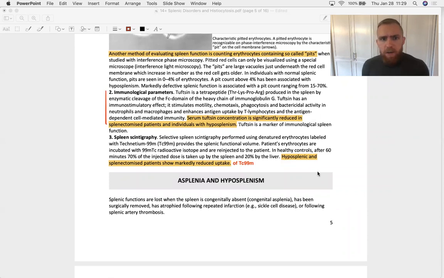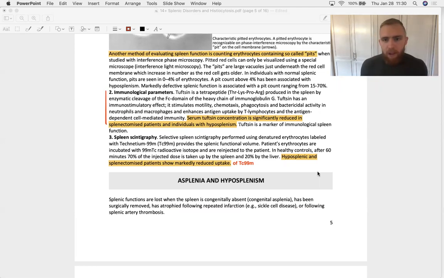So Tuftsin has an immunostimulatory effect. It's chemotactic. It's an opsonin, and it stimulates bactericidal activity in immune cells and enhances antigen uptake. So serum Tuftsin concentration is significantly reduced in splenectomized patients and individuals with hyposplenism. I'm reading this out loud just in case a patient doesn't have a spleen, and one of the answer choices is, oh, low serum Tuftsin.